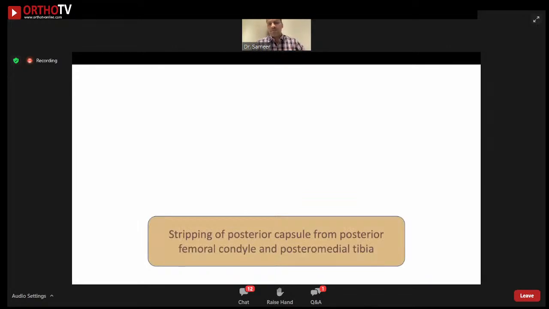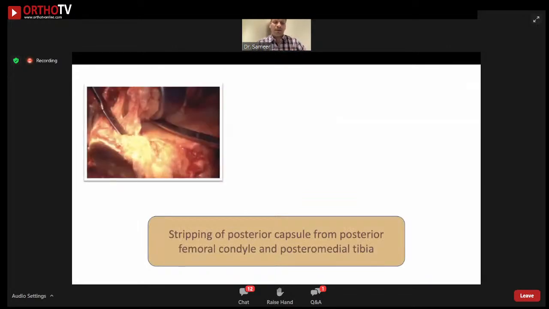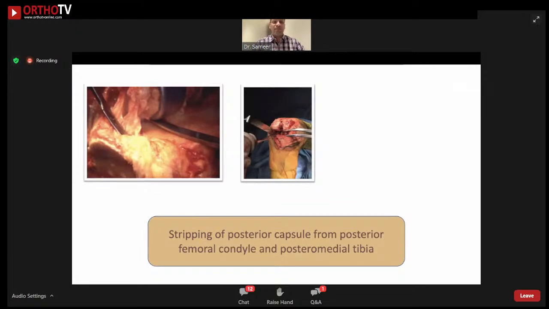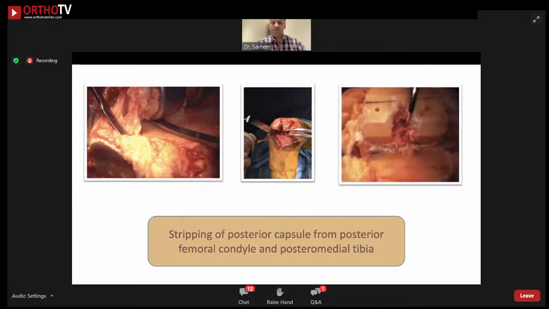And next, after taking the osteophytes, you have to strip the posterior capsule from the posterior femoral condyle and the posteromedial aspect of the tibia, especially in varus knees. There are different methods. Either you can put the femoral component on and use a curved osteotome, or this is my preferred method: you put a laminar spreader on the other condyle so that you can easily see the posterior part of the knee, and just strip it with a blunt curved osteotome or periosteal elevator, whatever it is.